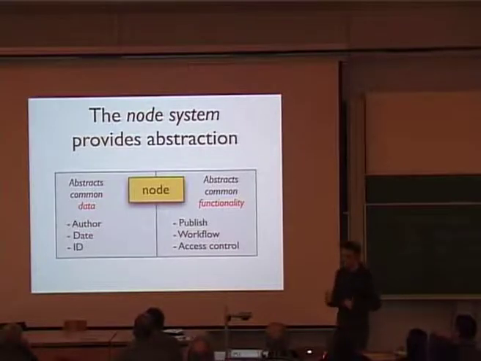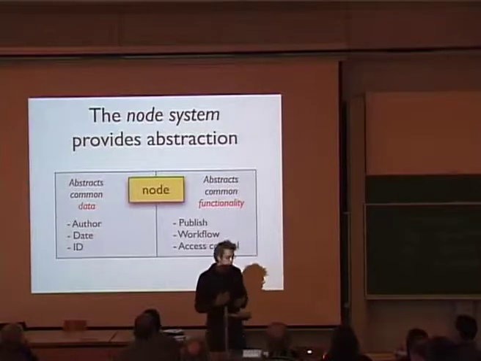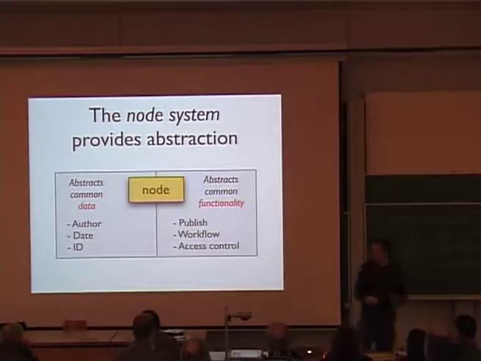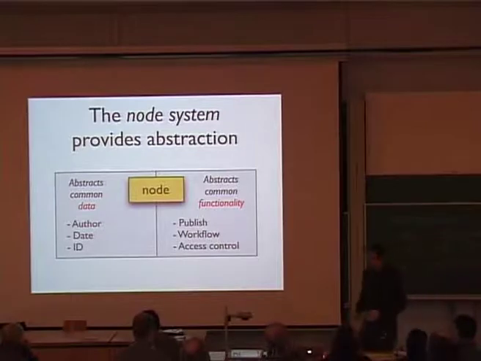But also, on every piece of content in the system, you want to perform a number of operations, okay? So you want to publish content, you want to provide workflow and access control on that content. And the node system abstracts all of that.